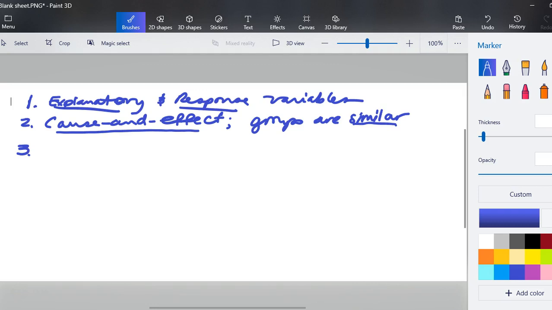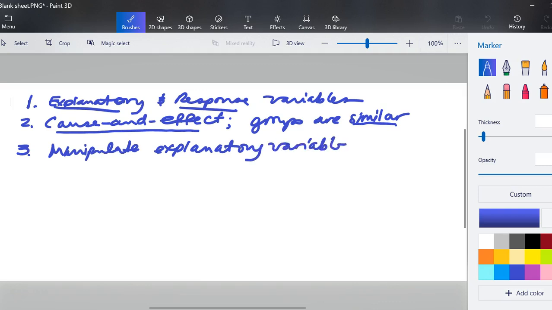A little bit more, researchers are going to manipulate the explanatory variable by assigning a quantity of the variable to each of the similar groups. It's going to depend on the study how many of those there are, but they will be assigning one of those quantities to a group that is similar, based on how many quantities are in their study.